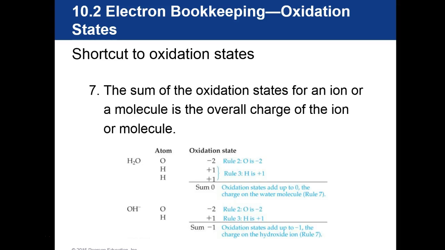And number 7, the sum of the oxidation states for an ion or a molecule is the overall charge of the ion or molecule. So on water, we get a -2, a +1, and a +1. Our sum is 0. Okay? For OH-, the little negative after it, you can see the oxygen's -2, the one hydrogen's +1. That gives us a -1.